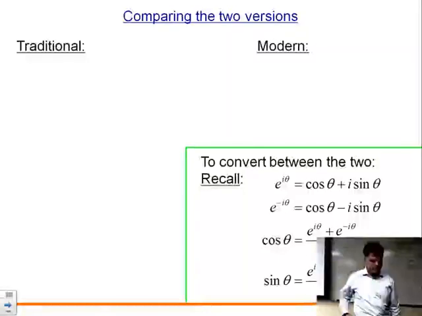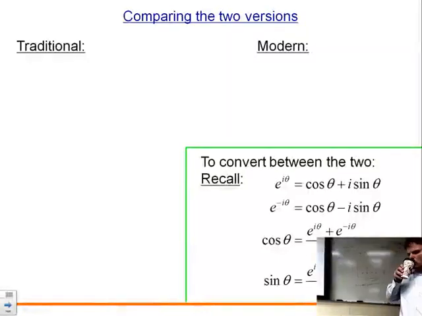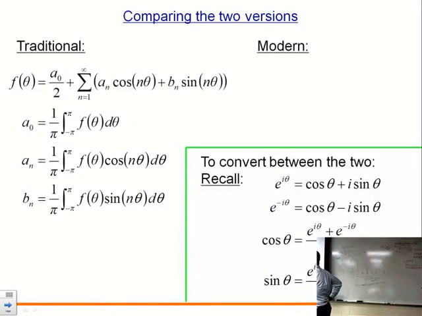Let's compare these two versions, shall we? So here's a traditional one. F of theta is all this stuff, and we can declare the coefficients are given as integrals.